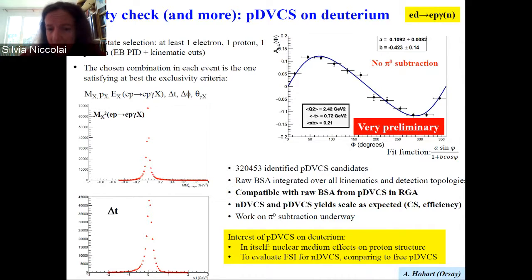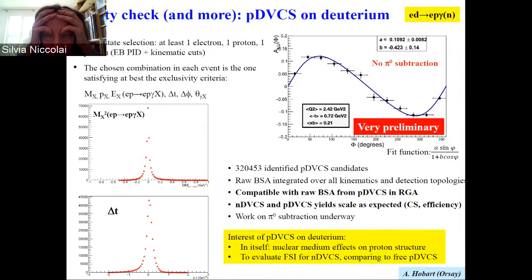In itself, it's interesting as a starting point for the studies of nuclear medium effects on proton structure. There have been in CLAS12 recent measurements on helium-4 and of DVCS on the proton in the bound final state. So it's interesting to have it on deuteron as well.